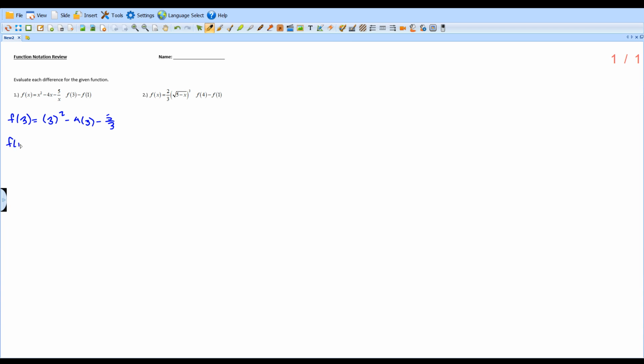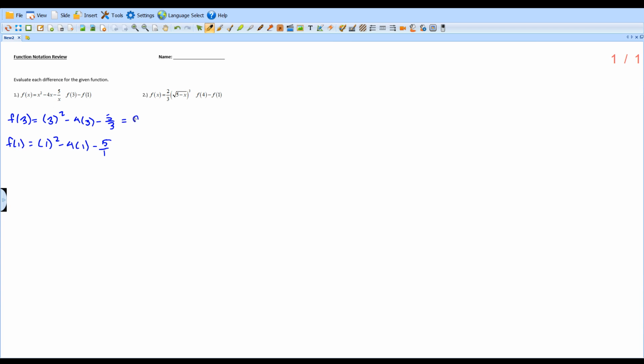For f of 1, we would substitute 1 into this. So we'd have 1 squared minus 4 times 1 minus 5 over 1. So simplifying this one, sort of ignore the space. You can work down if you want.